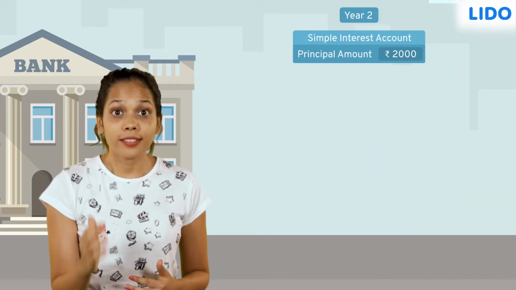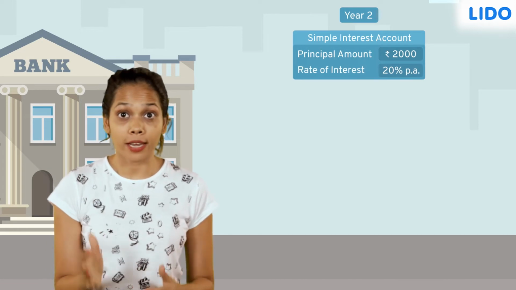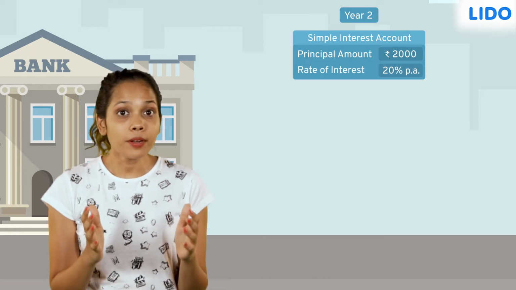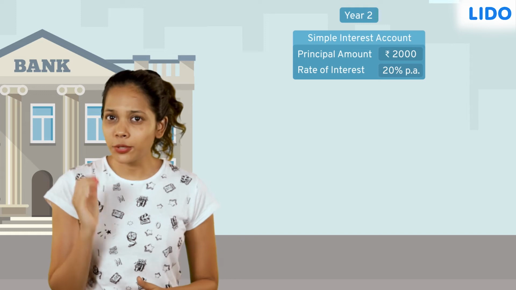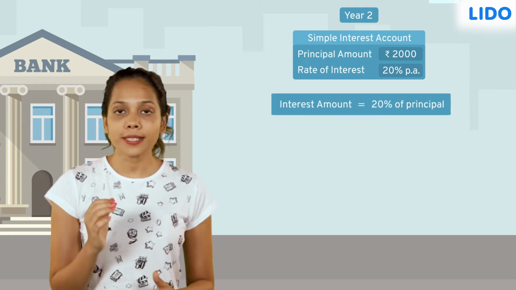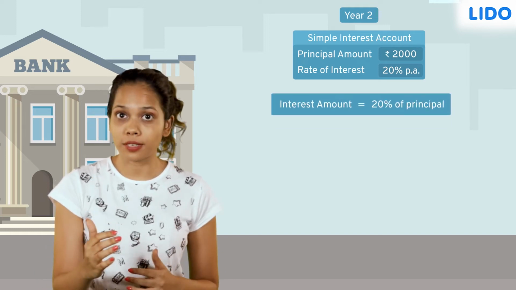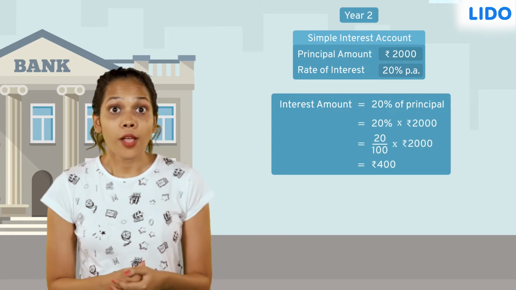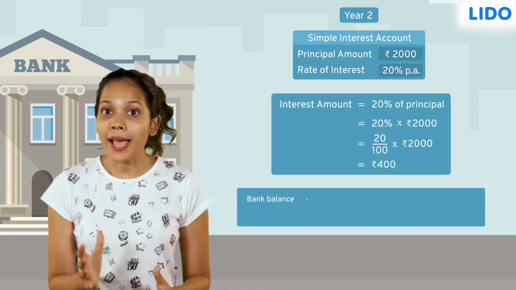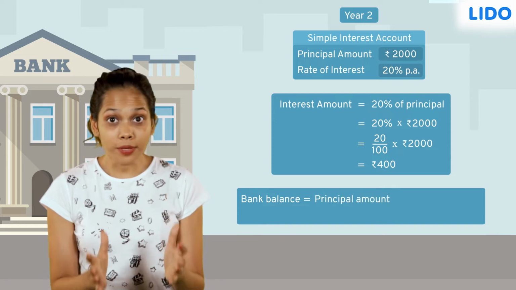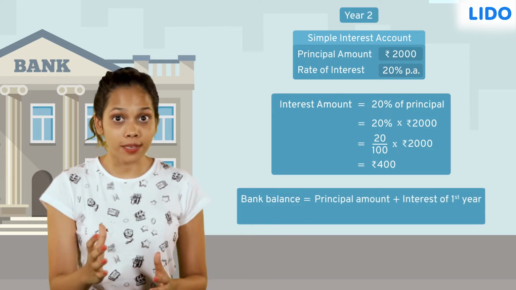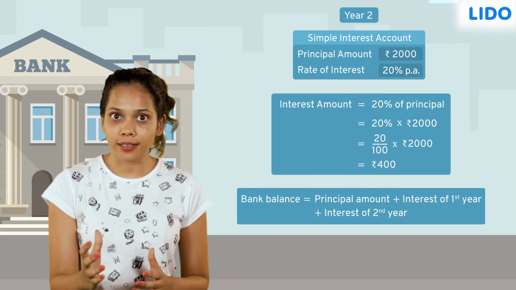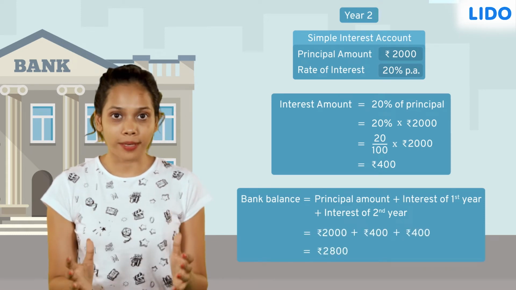For the second year, the interest will again be 20% of the principal. The principal remains unchanged at rupees 2,000. Thus, the interest earned is 20% of 2,000 or 400 rupees. So at the end of 2 years, the balance in the account will be the principal plus interest for the first year plus interest for the second year, which is 2,800 rupees.